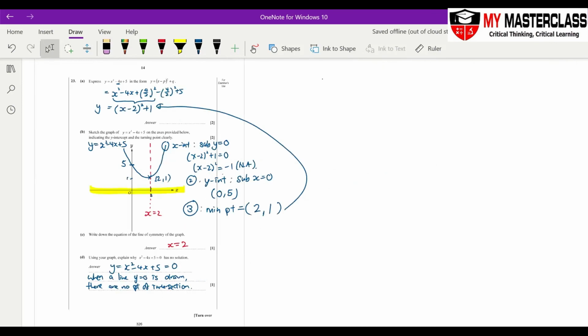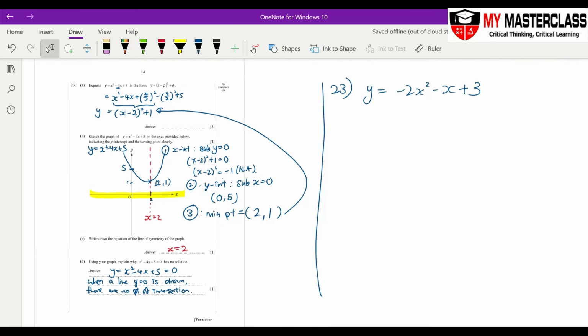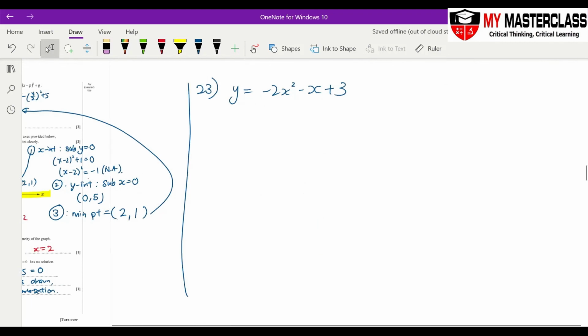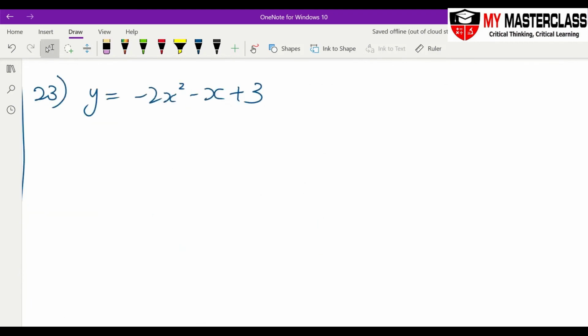Now go to your foolscap paper and write down question 23. Write down y equals negative 2x squared minus x plus 3. The reason why I want you to write this down is, Isabel, are you done with the first part? Yeah. Okay, many students forget that when you want to complete the square, you cannot start with a negative 2x squared. You have to divide by negative 2. You can do it this way or you can factorize the negative 2 out. I prefer to do it this way. Why? Because it's cleaner.